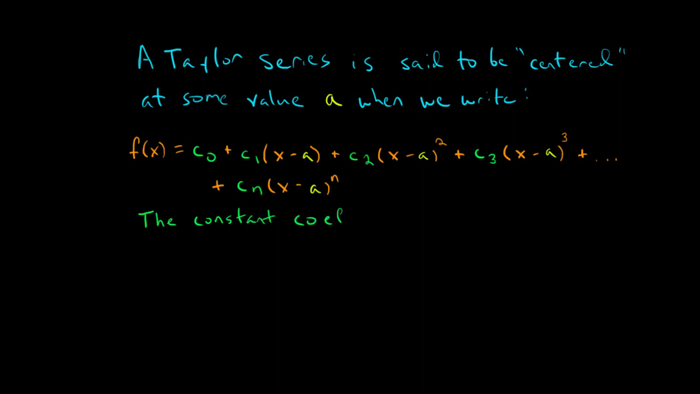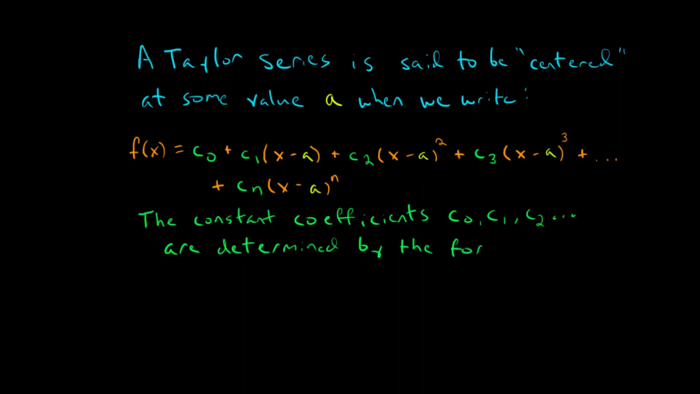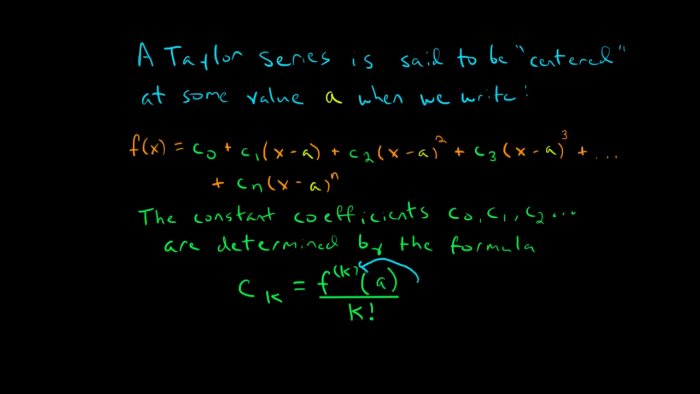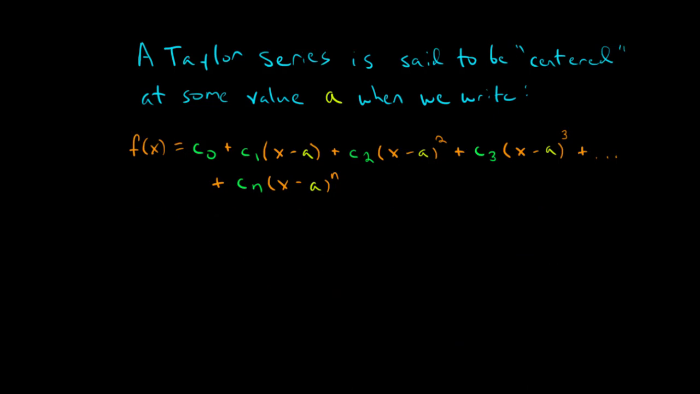And the constants are actually what make the Taylor series what it is. The constant coefficients c sub 0, c sub 1, c sub 2 are determined by a formula. And the formula is c sub k, k being any index, equals f^(k), or the kth derivative, evaluated at a, all over k factorial. And again, this is the kth derivative: the first derivative, the second derivative, the millionth derivative. That will help us determine our constant coefficient.